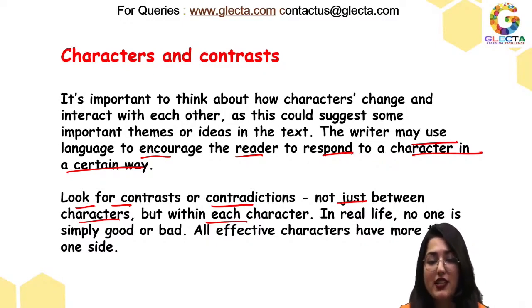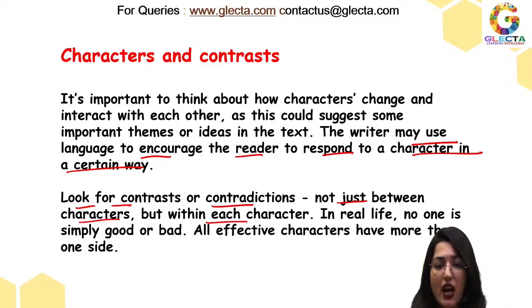You have to find the contrast even between the qualities. Suppose we talk about Lewis: he was very sharp, very hardworking, very active, although he was not active on social occasions. In real life, no one is simply good or bad. All effective characters have more than one side, meaning one character can have multiple sides too.